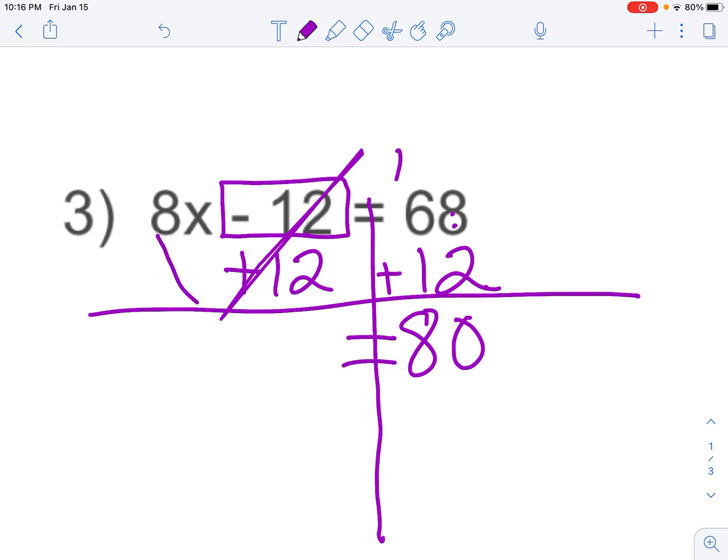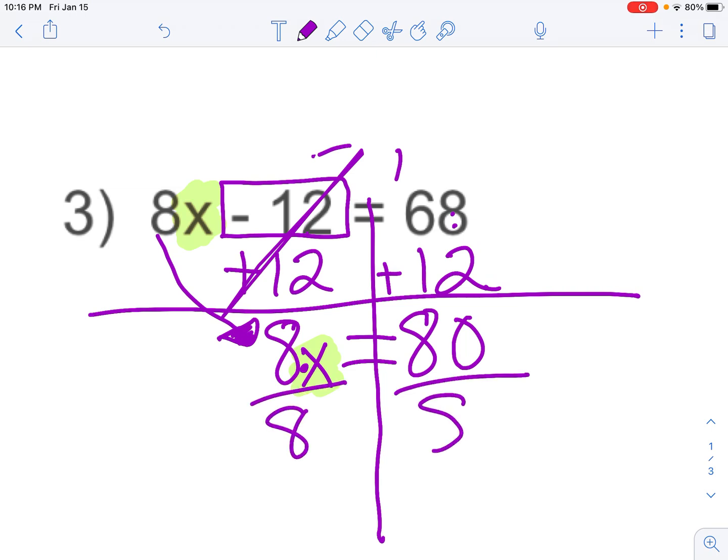And then bring down my coefficient, my 8x. And my 8x, again, still need that x all alone. I forgot to highlight it at the start, sorry. Now, again, 8 times something equals 80. The opposite of multiply is divide.